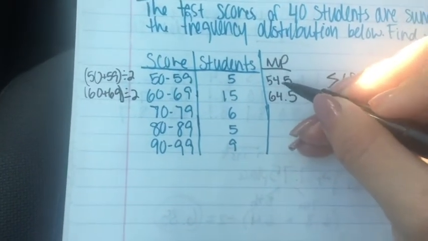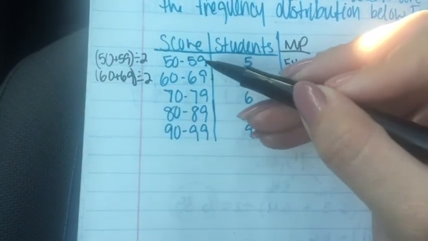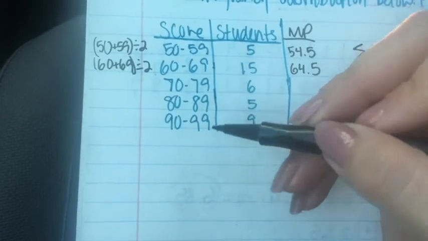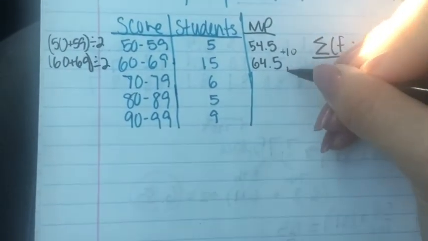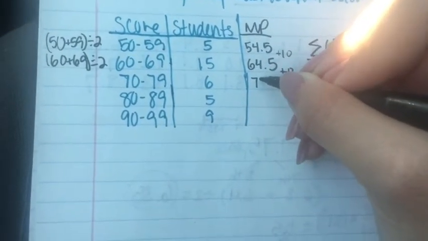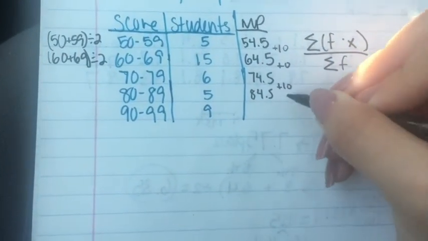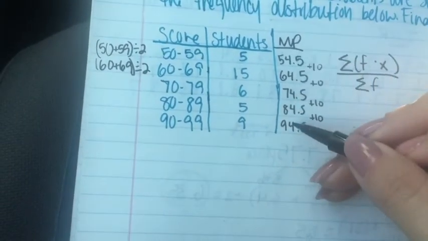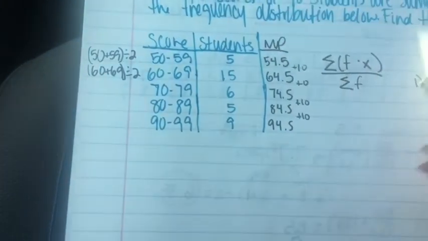And then notice how they're going up by 10. And so are these right here. They're all going up by 10. 59 plus 10 is 69. 69 plus 10 is 79. And since they're all going up by 10, you could just keep on adding 10s to your midpoints too. So this plus 10 is 74.5. That plus 10, 84.5. Plus 10, and then 94.5. So these numbers right here are just the middle points of these classes right here.